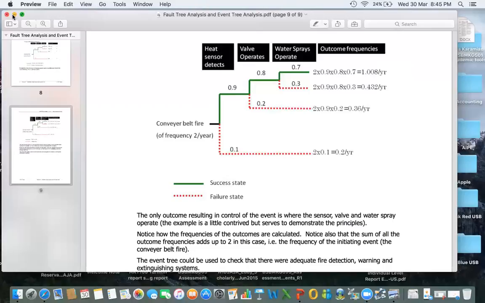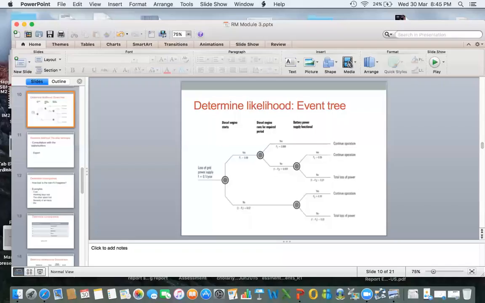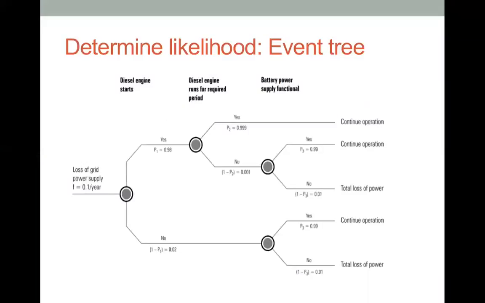Now, please have a look at that file. I've uploaded that file on the portal as well. So hopefully that helps guide you in your learning for this topic, analyzing risks. Okay?